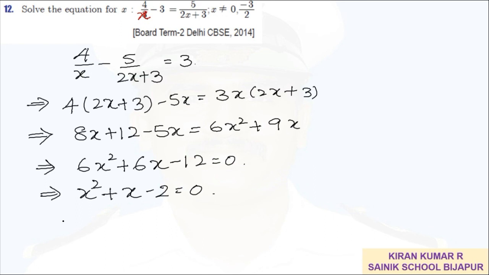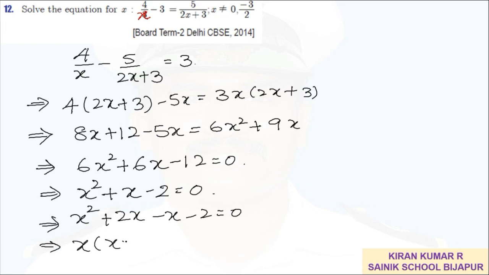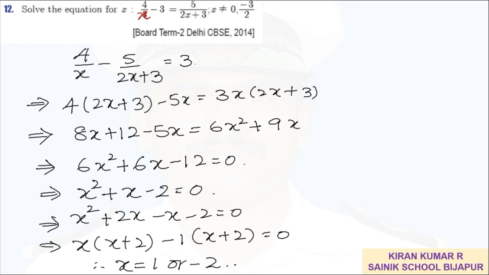The product is 2 and the sum is positive 1. So x square minus 2x, sorry, plus 2x minus x minus 2 equal to 0. Now x common, x plus 2, minus 1 common, x plus 2, equal to 0. Therefore x value will be 1 or negative 2.